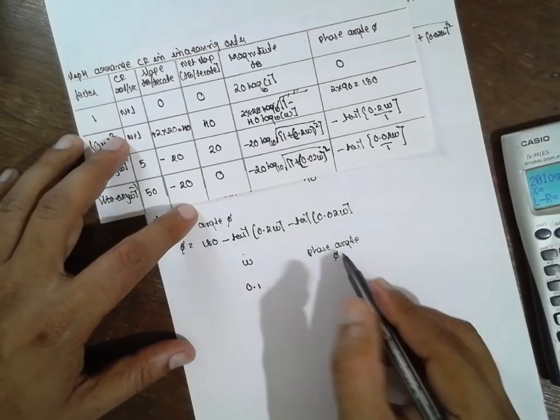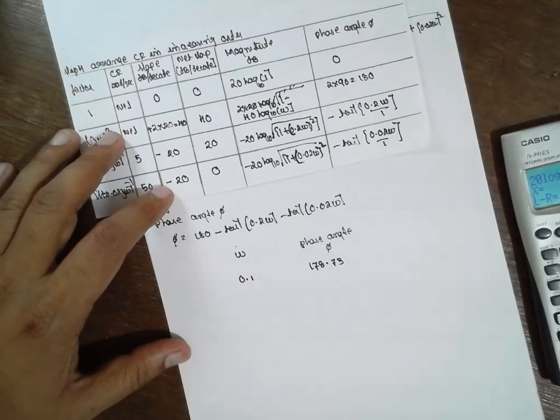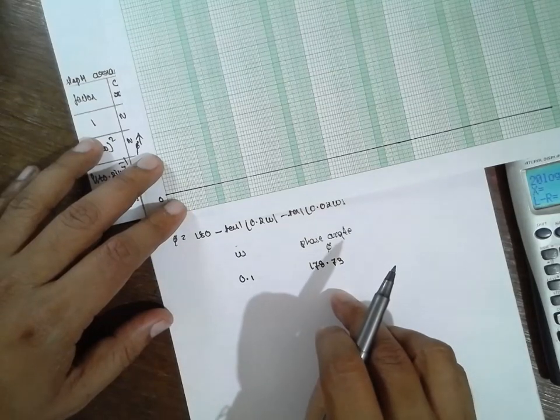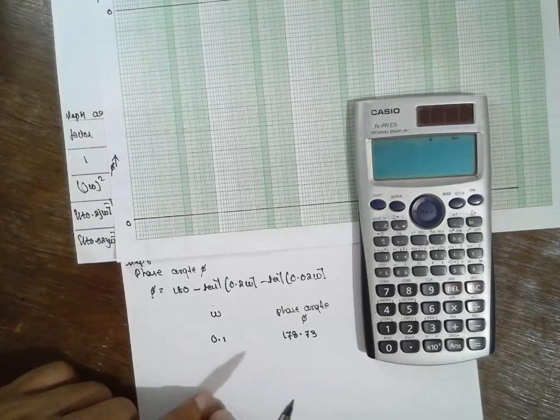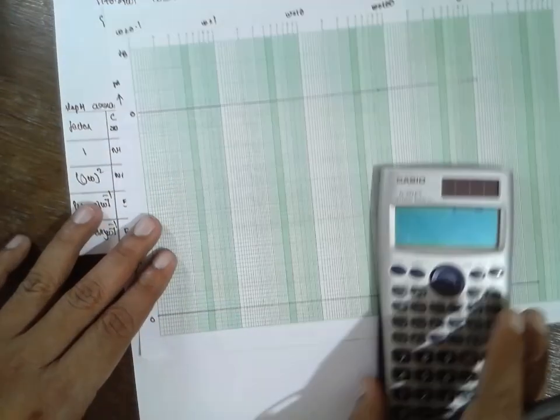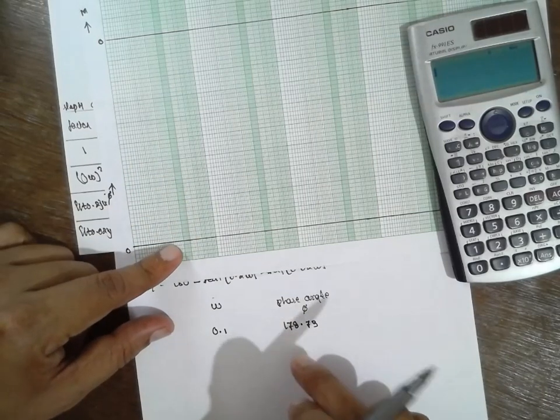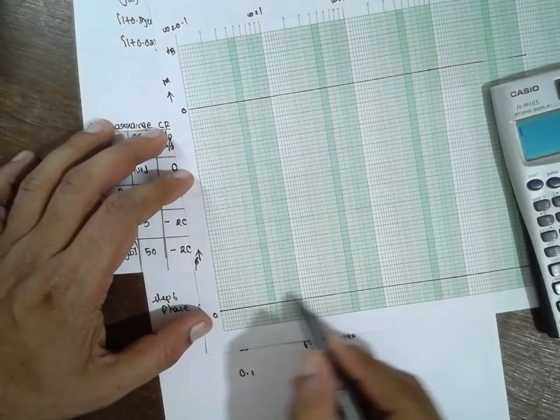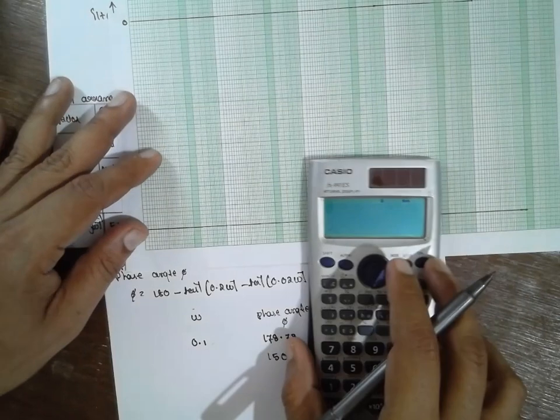For 0.1, because of the log we have to start from 0.1. If you substitute 0.1 in place of omega, you will get 178.73. Next, we got that it is a positive sign, therefore the next value will be 60. Otherwise you can take 0.1, 0.3, 1, 5, 10, you can go in this way also, no problem. But I am going in reverse direction. It is reducing from the positive 180. Therefore, I will go directly to 150. Now I will substitute 150 here.